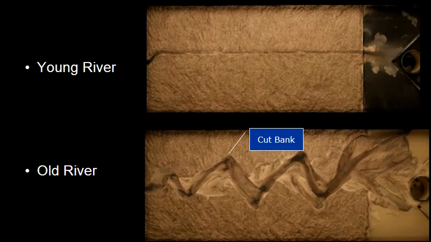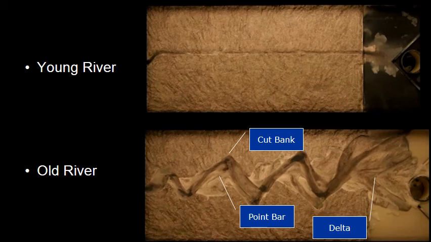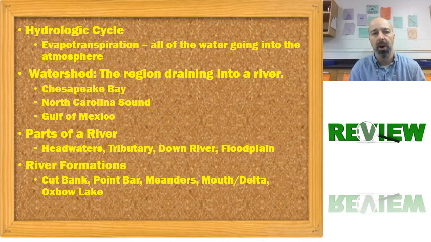So what should we be looking for here? Well, there's our cut bank on the outside of our curve. We have a point bar there on the inside of the curve. You can see where the deposition is happening on the one side and where the erosion is happening on the other side. You should be able to point that out. We have our deposition happening at the end of the river where the mouth or the delta is, and we have all these meanders here that keep getting bigger and bigger as the river gets older and older. These are the kind of things that you should be able to point out when we do this in class. Okay, well, there you have it.